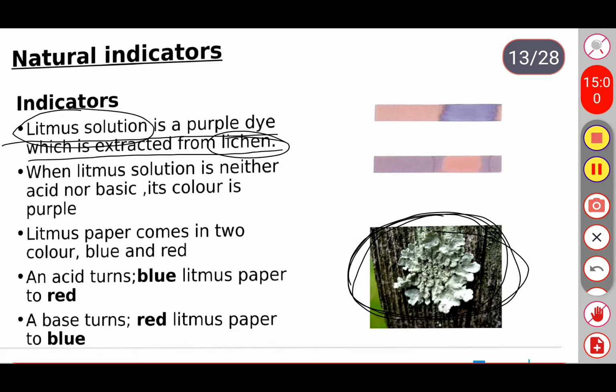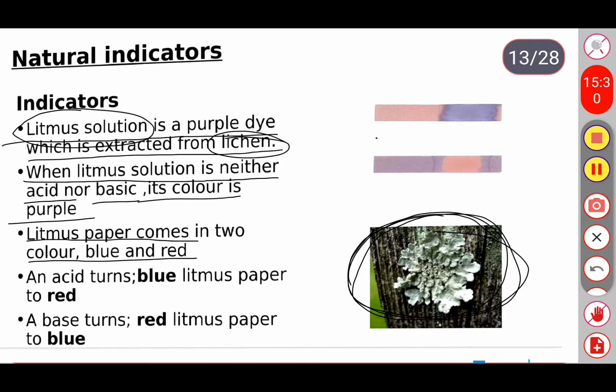When litmus solution is neither acid nor base, its color is purple. It means the original color of the litmus is purple. Litmus paper comes in two different colors.